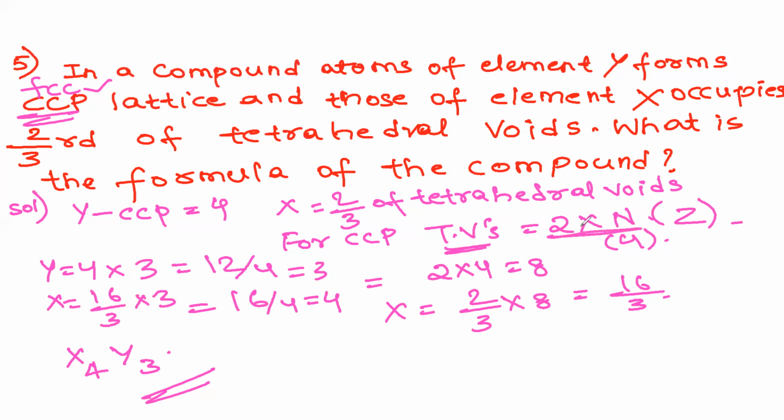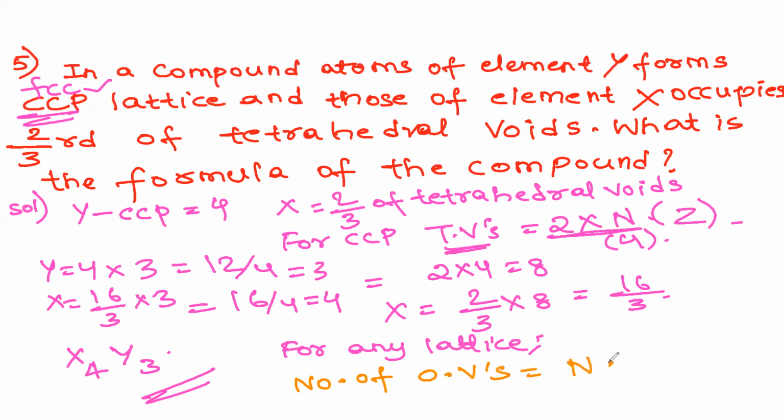Very, very important. I'm writing it again, the statement. For any lattice, the number of octahedral voids, O.V., is equal to n, whereas the number of tetrahedral voids is equal to 2 into n. This point is very, very important.